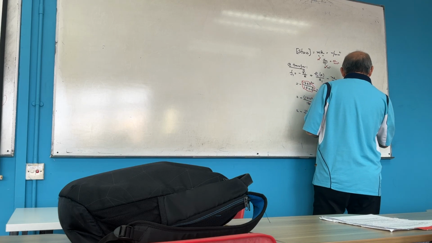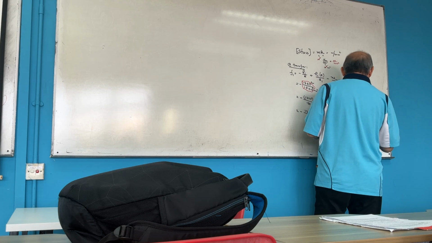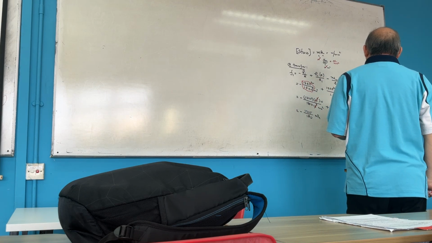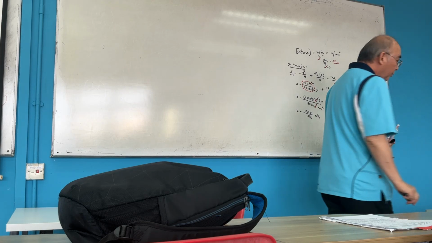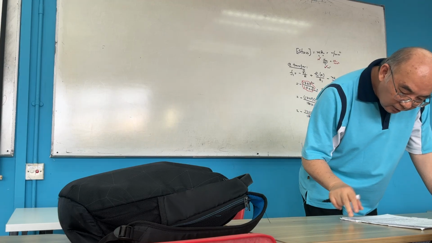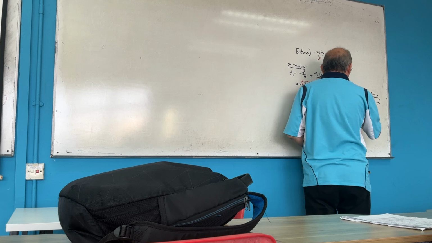Then this one, what you're left with is negative 77.76 divided by 1.8. That is 18, times 10 to the 6. So this is 18.